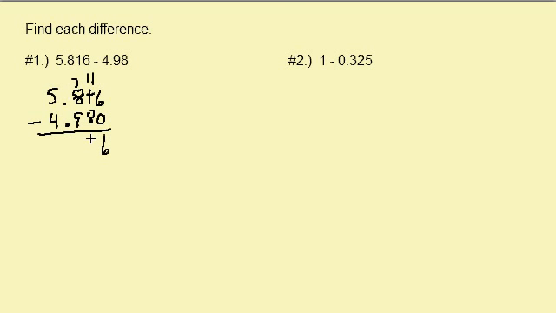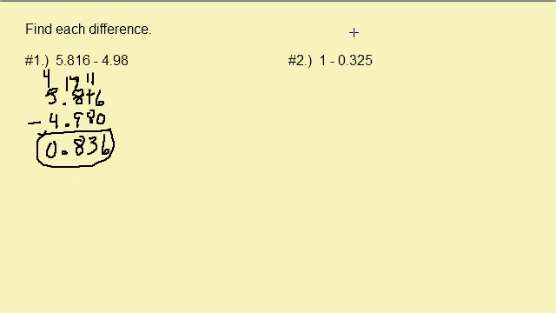So 11 minus 8 is 3. And then this is 7. So we have to borrow from the 5. So that's going to make that 17 minus 9 is 8. And bring down the decimal. And 4 minus 4 is 0. So you can leave it like this, or you can put a 0.